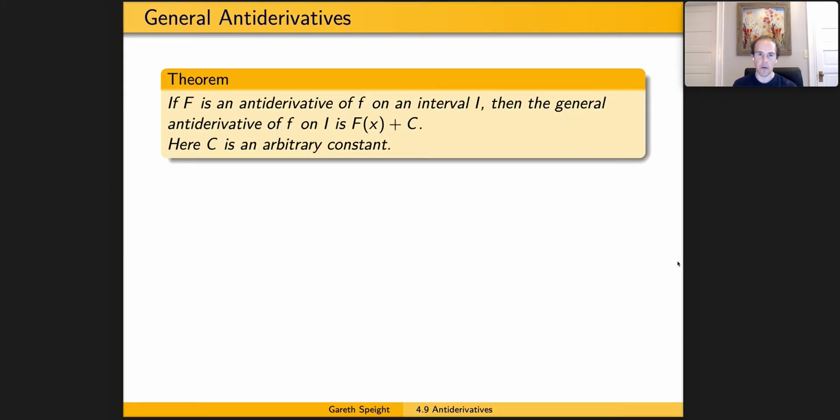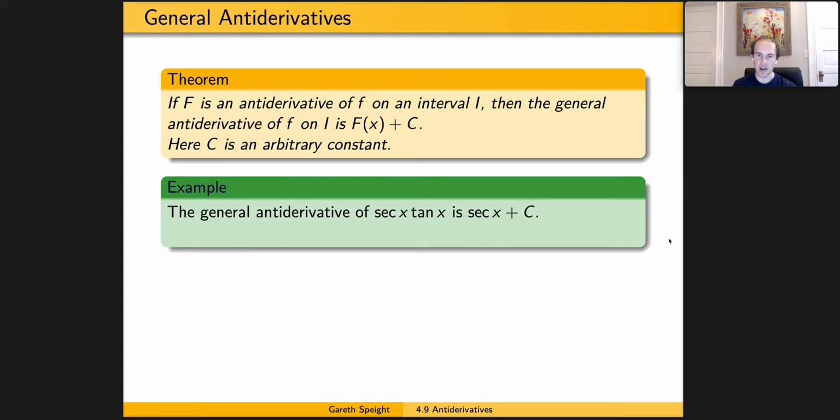So here is what we just said, but phrased differently. If we know one antiderivative of a function, then we can get them all just by adding on constants. They're all of the same form, capital F plus C, where C is an arbitrary constant. And this is called the general antiderivative. General because it represents all of them, I guess.